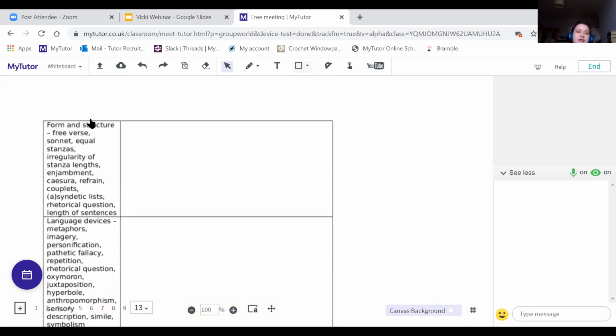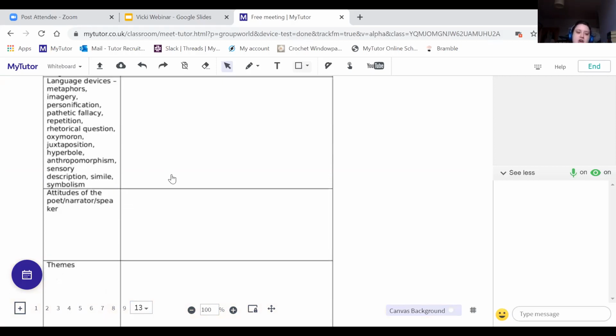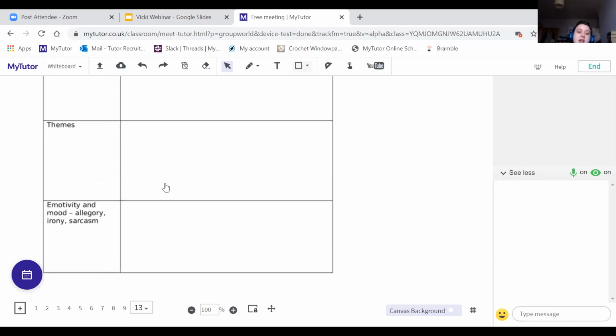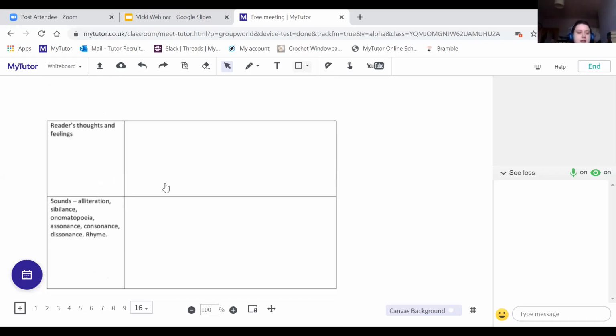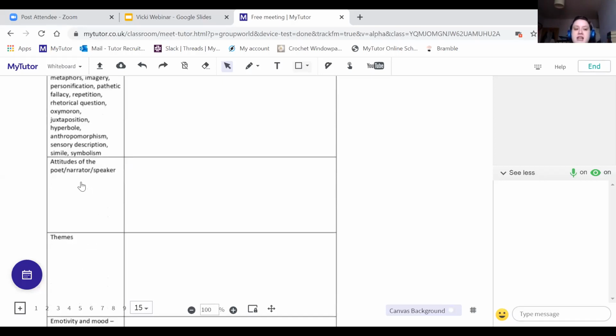So FLATTERS is what I suggest you learn in terms of getting your ideas organised. So form and structure for the F, language devices, L, attitudes of either the poet, narrator or speaker. That depends on the poem that you're going to look at. Themes, emotivity and mood, and then readers' thoughts and feelings for the R, and sounds. So as you can see, I've bundled together, it's not an exclusive list, but most of the things that you will need to think of.